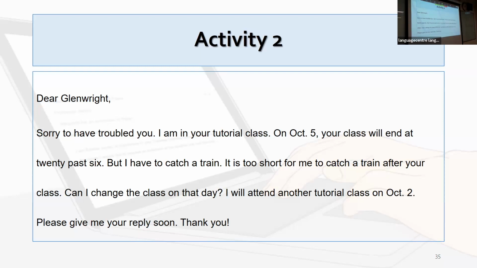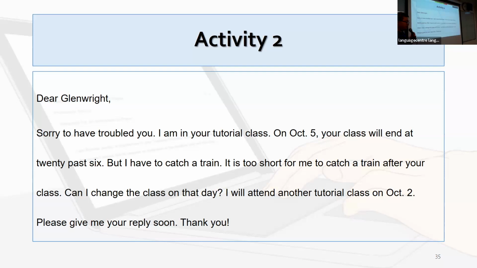Maggie, did you have anything to add? Okay, Man mentioned a very good point about the use of address terms. If you look at the beginning, dear Glenwright, is it appropriate? Dear Glenwright? No, a lot of the in-person participants are saying no, right? Why? You remember what I said about the name of the lecturer? The name of the lecturer is Dr. Phil Glenwright, right? But here the student only mentions Dr. Glenwright. Where is the title? It's gone, right? The title is gone.